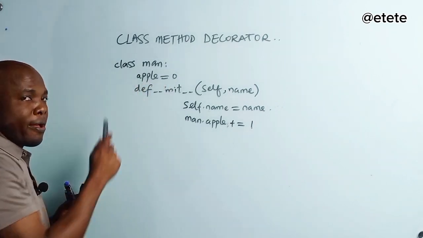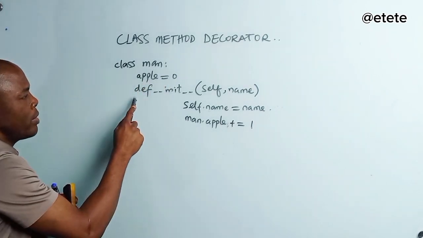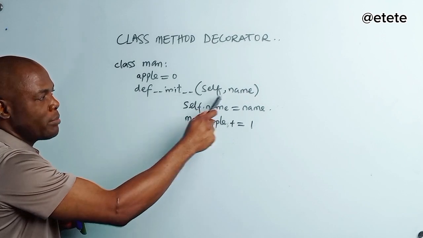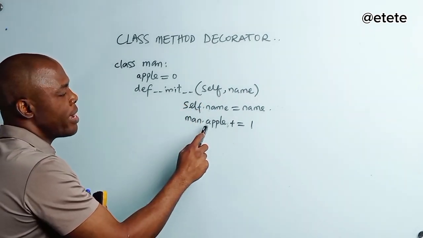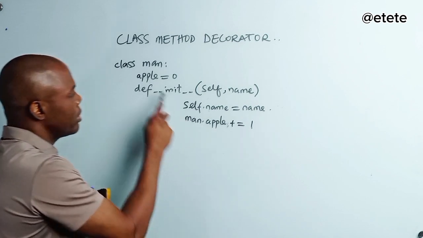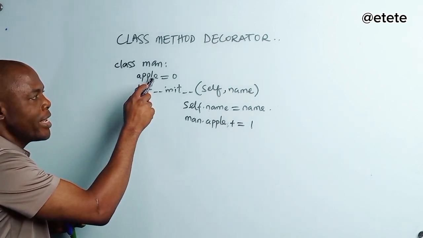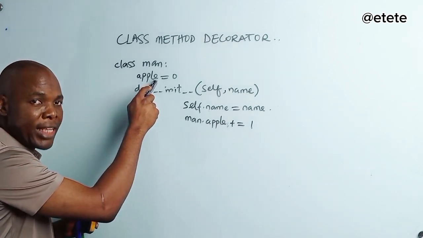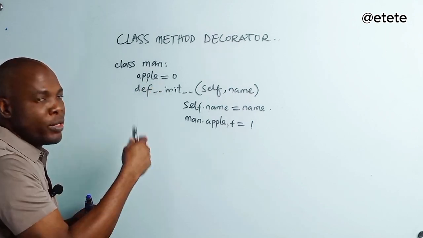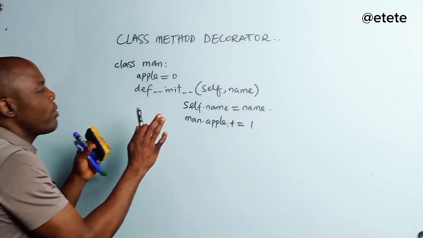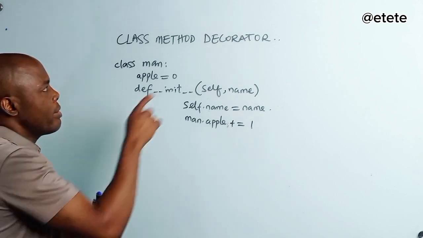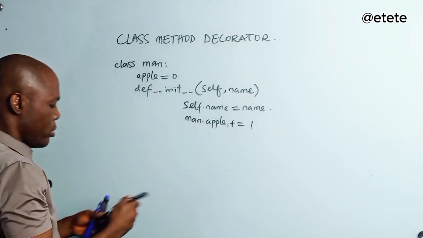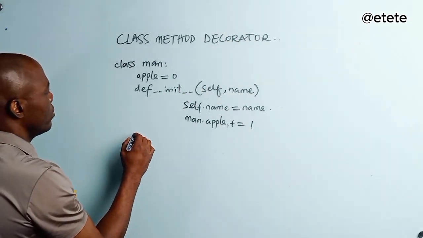Then we created a class variable, and then we also created an instance method, which is the init method. And inside this init method, we also have man.apple increment by 1. That is, we are increasing this class variable every time we instantiate this class. Now, what we want to do is to create a class method. So using the class method decorator, this is what it will actually do.